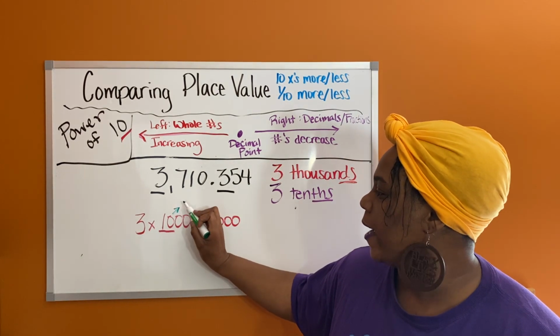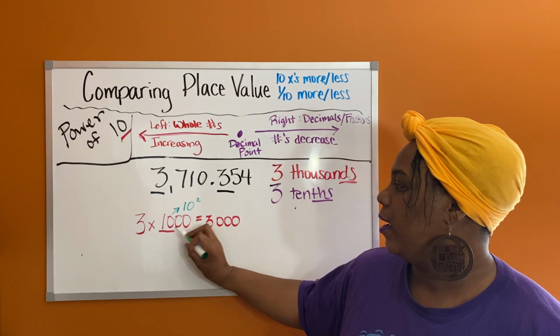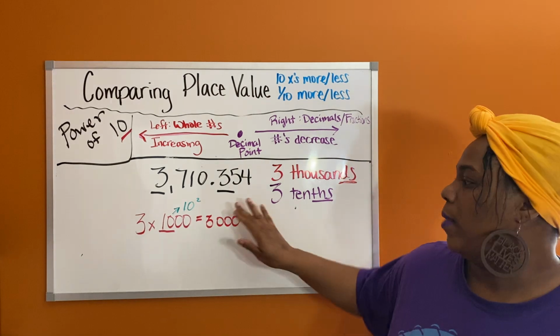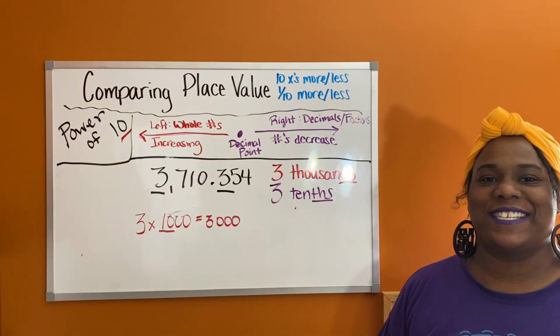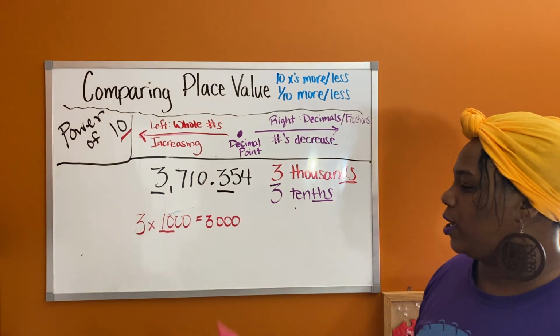This, if I was doing exponents, would be 10 to the second. A 10 with 2 extra zeros. Okay? But I'm going to take that away for now. That was just a little preview into next week. All right. So back to what we were talking about. 3 times 1,000 equals 3,000.